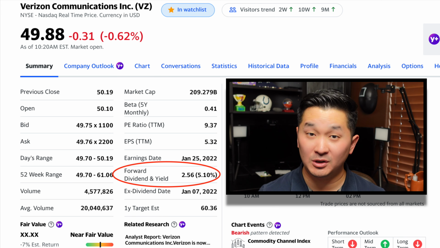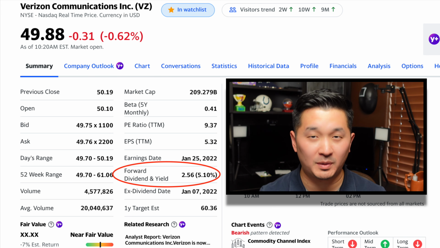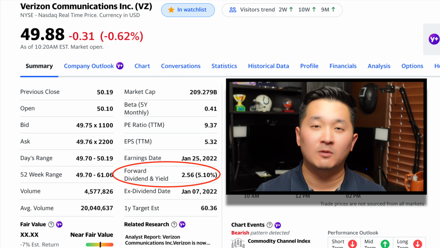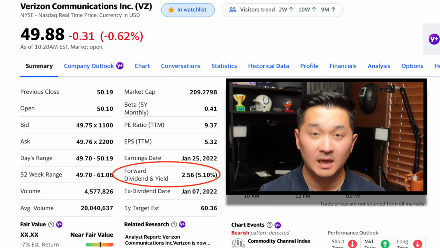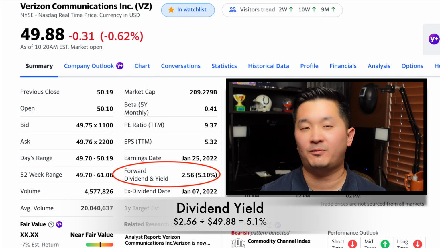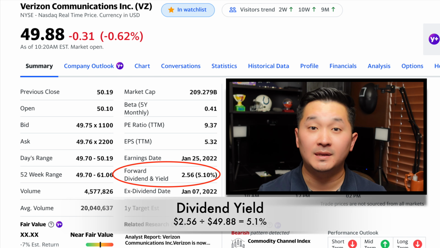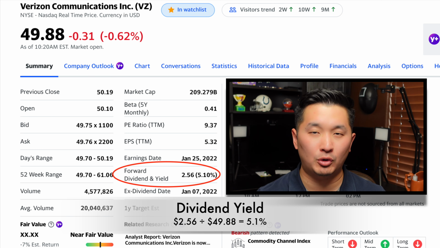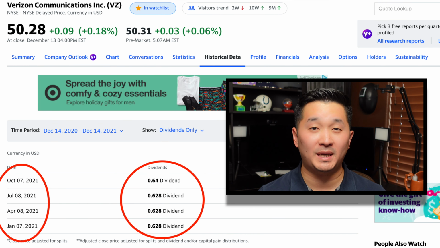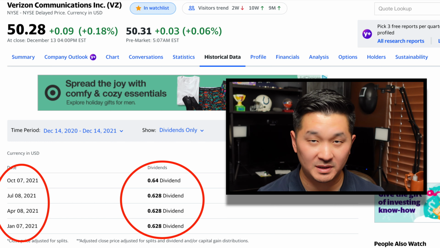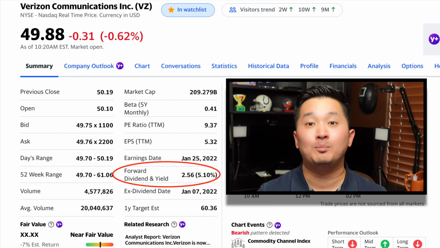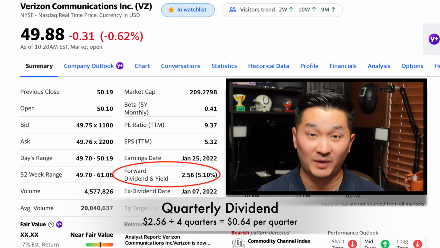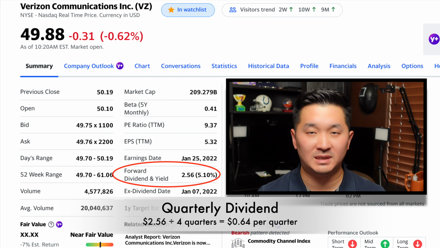Forward dividend and yield are calculated by dividing a year's worth of future dividend payments by a stock's current share price. Verizon is paying about $2.56 in forward dividend, so if you divide that by the share price of $49.88, then the forward dividend yield is 5.1%. Since Verizon pays out their dividend in quarterly payments, we'll just say the forward quarterly dividend is 64 cents because $2.56 divided by 4 quarters is 0.64.